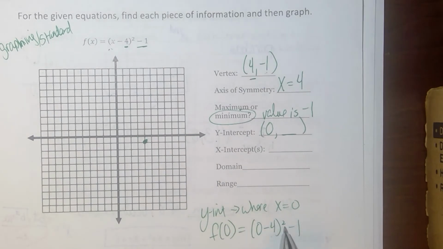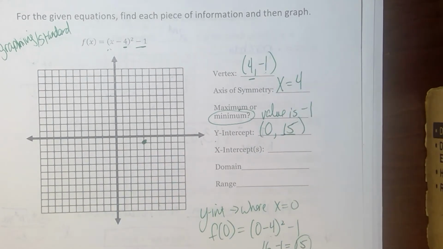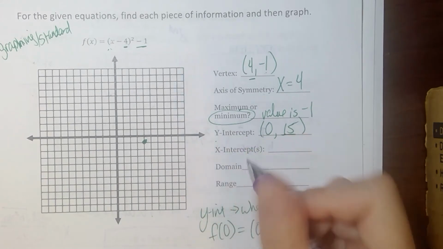-4 quantity squared is 16, and 16 minus 1 is 15. So my y-intercept is at 0, 15. What about the x-intercepts? Well, the x-intercepts happen where y is equal to 0.